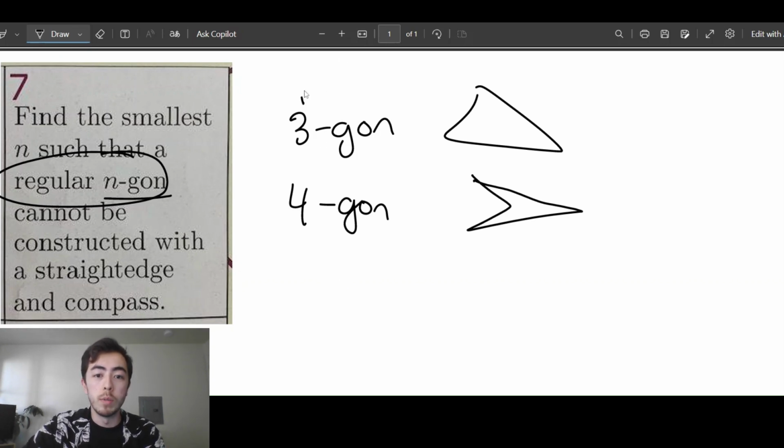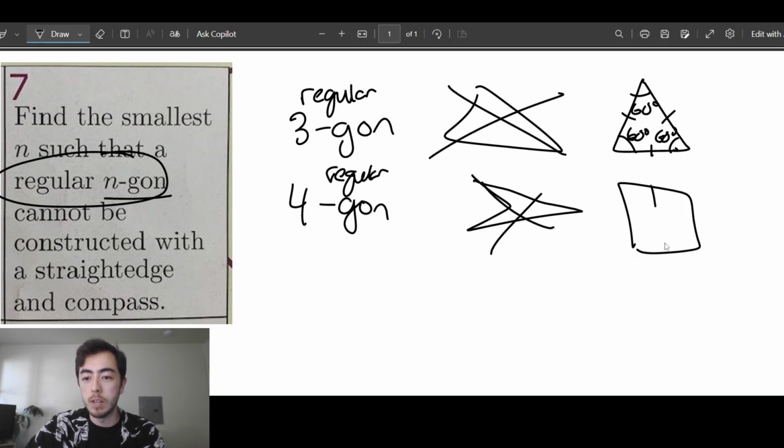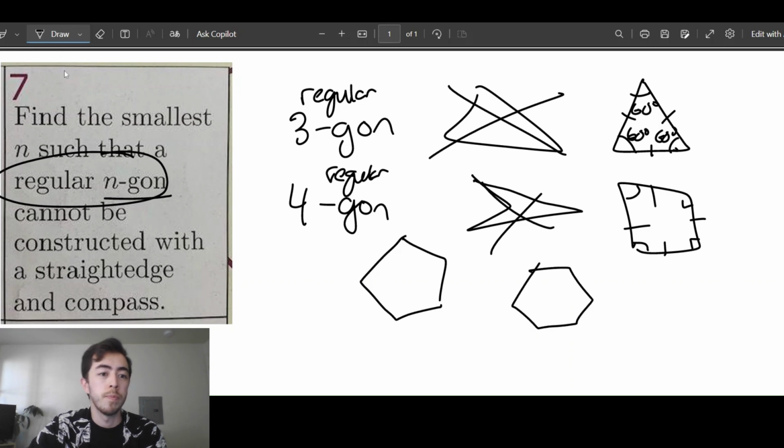But if I want them to be regular, I just need all the sides and angles to be the same. So a regular 3-gon is going to be an equilateral triangle. All angles are 60 degrees. And then a regular 4-gon is just a square because all the sides are the same and all the angles are the same as well. So a regular 5-gon is basically what you expect a pentagon to look like, as with a regular 6-gon is just what you expect a hexagon to look like.